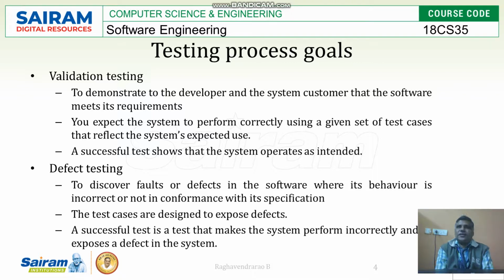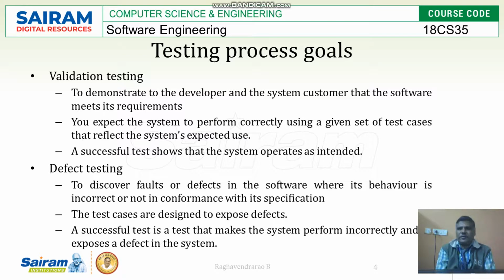Another point is that the developer tests these things in his own environment. Validation tests are done in his environment. A successful test means the intended operations are met, and if you are not able to find any errors, then it is a perfect test. Defect testing is another one, where test cases are designed to expose the defects. The faults are found in this. Faults or defects, both are one and the same in this kind of testing.